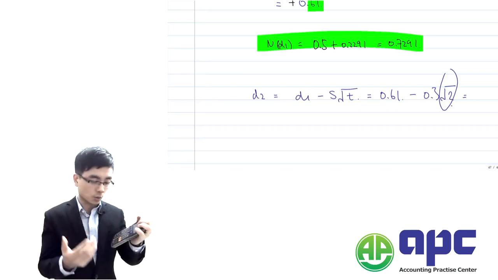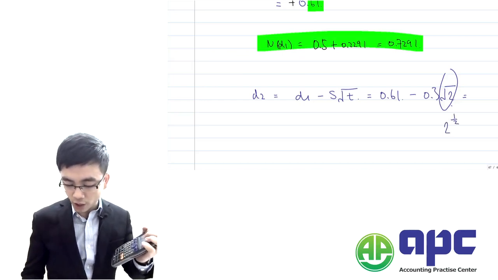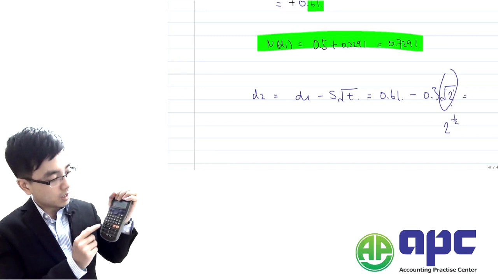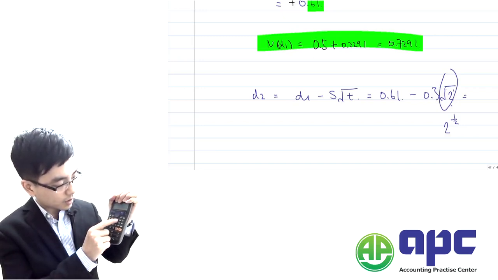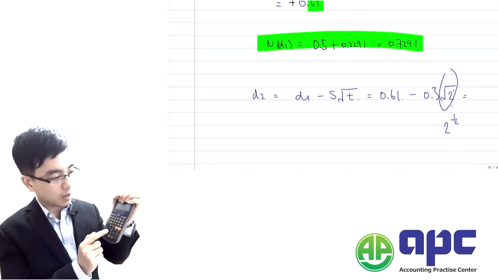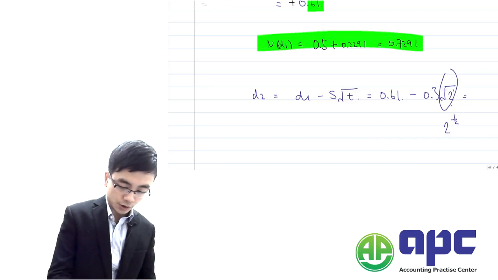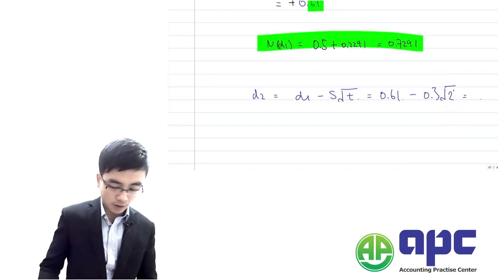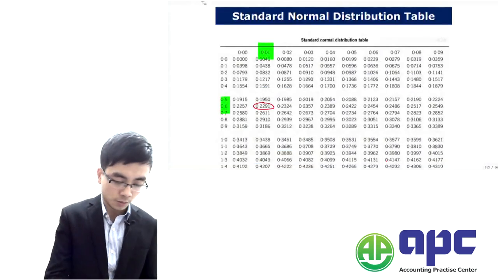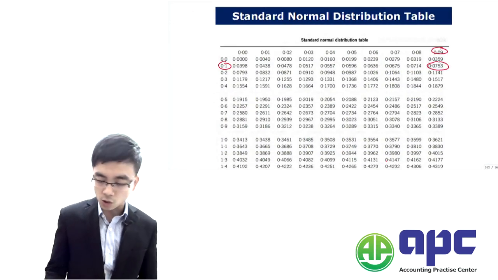Alternatively, another way you can do it is to take 2 to the power of 1 over 2, because the square root stands for the power of one half. So you take 2, press the power key, and enter 1 divided by 2. That gives the same result as well. If we plot that into a calculator, it should give you 0.19. Check that in your normal distribution table: it's 0.1 plus 0.09, and that gives us 0.0753.